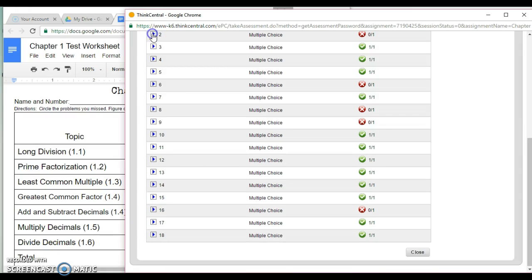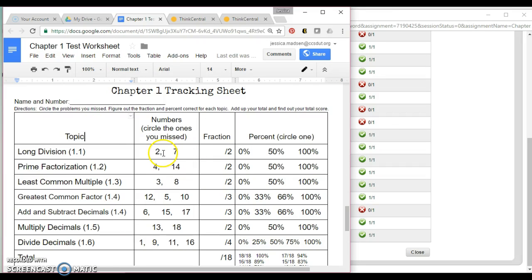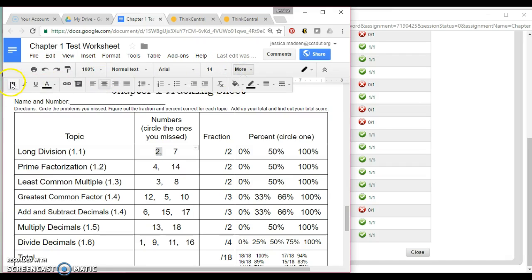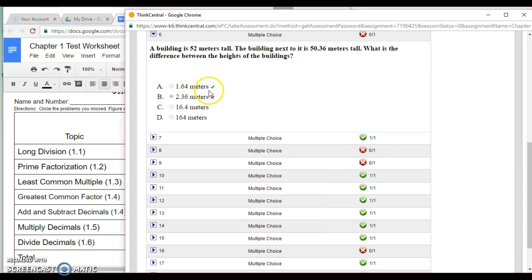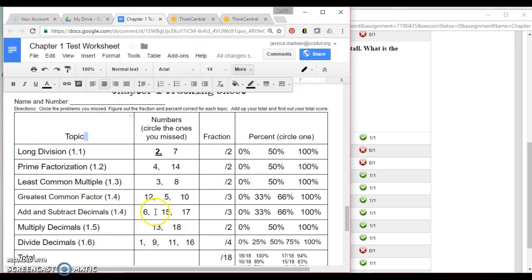Okay? Then I missed number 2, so I'm going to come over here to my tracking sheet, and you're going to circle this. I'm not going to be able to circle it, so what should I do? I'll make it bold. I'll underline it. There we go. So I missed number 2. Okay. I also missed number 6. Oh man, I missed a difference. I missed one of subtracting my decimal. So I'm going to come back here to number 6, circle it, and next one.